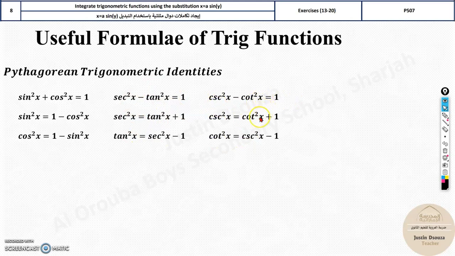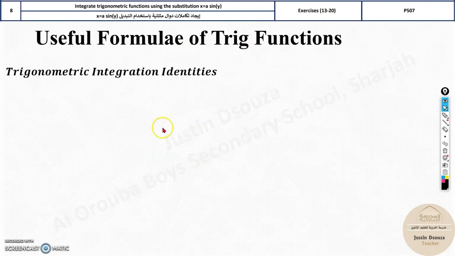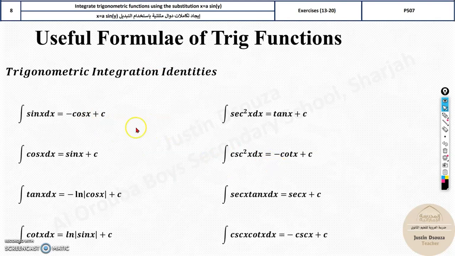Similarly, over here, these are the basic ones. Double angle identities, you might have remembered. Sine 2x is 2 sine x cos x. And similarly, this x can be theta or x. Generally, it depends on the situation. Over here, your questions generally will be in terms of x. So then these over here are very important integration identities. You have definitely come across this many times in this term.